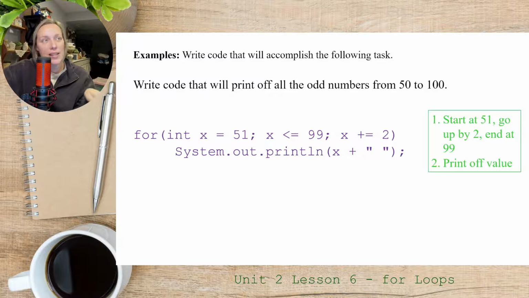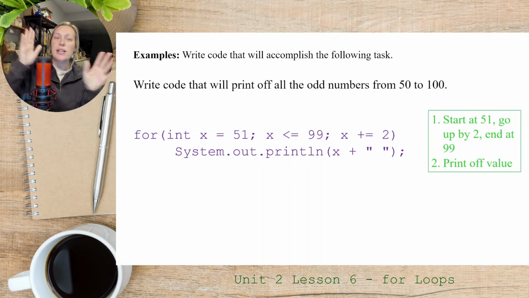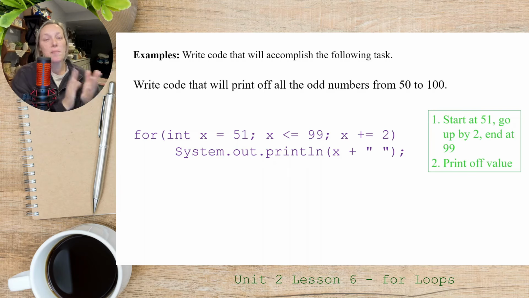I say accomplishes it in the same way. It does the same thing. It prints the same numbers, but it does it in a totally different way. Now, because you're starting at 51, going up to 99, and you're going up by 2, you're printing off 51, 53, 55, and you're going to print off all the odd numbers between 50 to 100. Okay? Both are very valid.